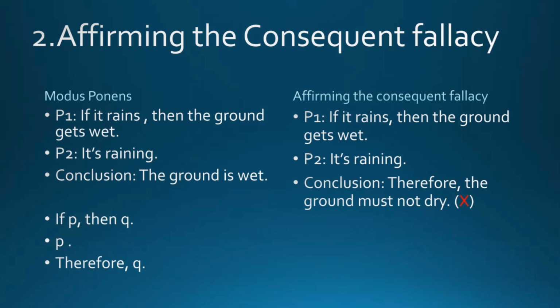Example: if it rains, then the ground gets wet. The ground is wet, therefore it must be raining. Why it's a fallacy? The ground could be wet for other reasons, like dew or a spilled bucket of water. The first premise only states that rain makes the ground wet. It doesn't say that rain is the only thing that makes the ground wet.